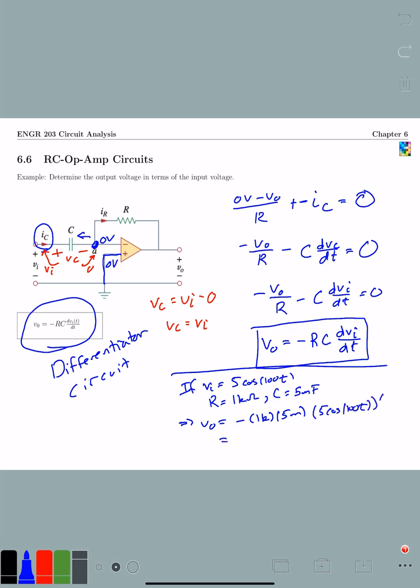And so let's see here, 1 kilo times 5 milli is 5, times 5 is 25, times the derivative of that with the chain rule, it's going to be 2500. Now we have a negative here and another negative from the chain rule, so we become positive 2500 sine of 100t volts. And so that would give you the output voltage on that basic circuit.